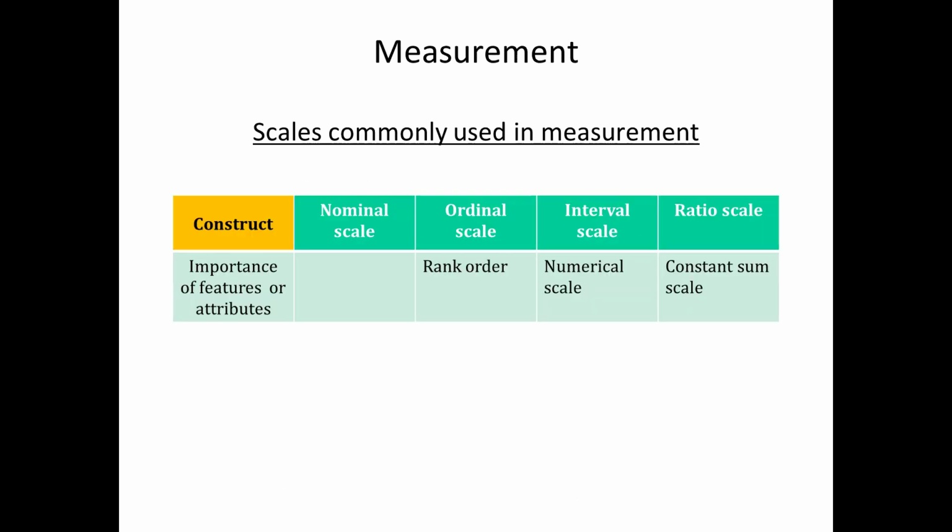When we measure attribute importance, we can use any type of scale other than nominal. For example, we can ask people to rank attributes based on importance. We can ask them to rate attributes on a numerical scale. Or we can use a constant sum scale to generate a ratio scale measure. I recommend that instead of ordinal scales, you use interval or ratio scales here for ease of analysis.